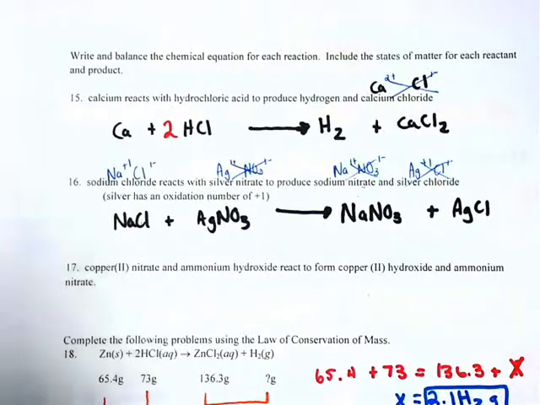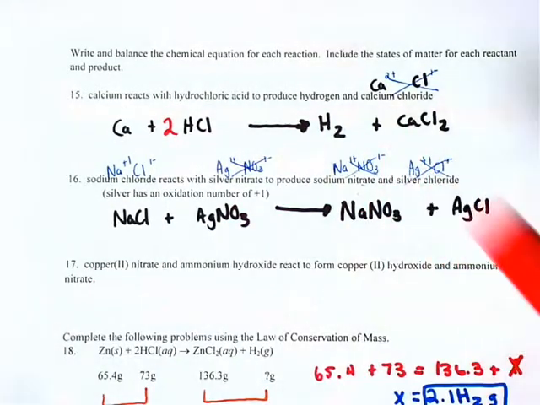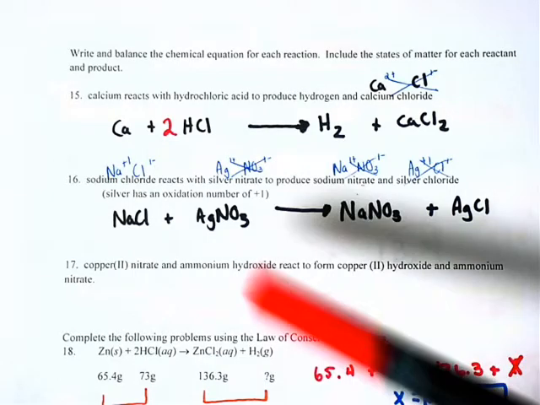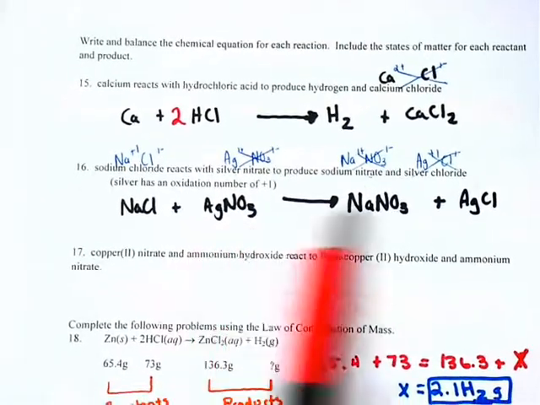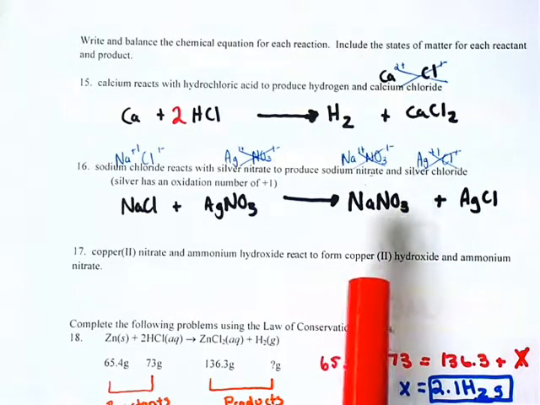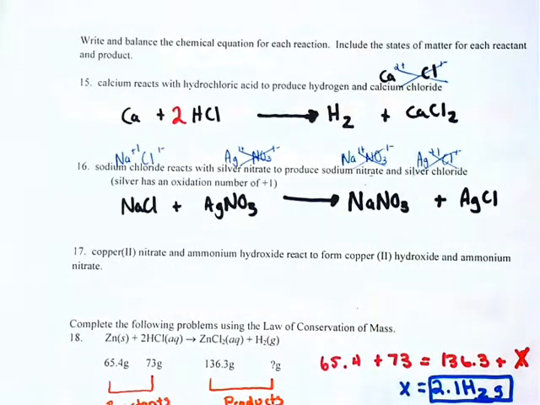Okay, let's do this. How many Na's on the left? 1. Right? 1. Silver's on the left. 1. Silver's on the right. 1. You'll notice I started out with the 2 non-metals or the 2 metals? Always metals you start with.